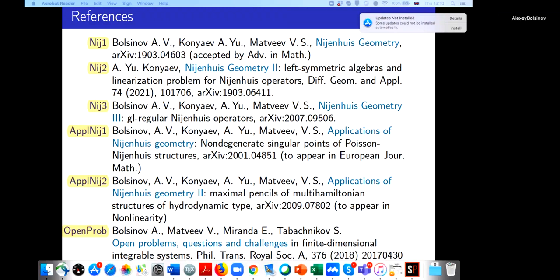You say in Russian, or I don't know, then I will translate. I try. Okay, that's up to you. He told about ways of investigation, Nijenhuis geometry, and he told that it may be considered as an algebraic object which emerged in Nijenhuis geometry, Frobenius algebras.